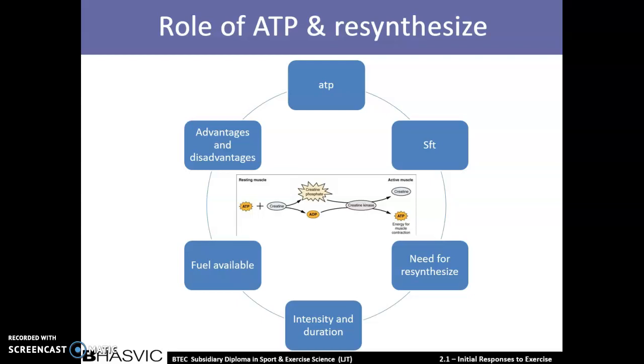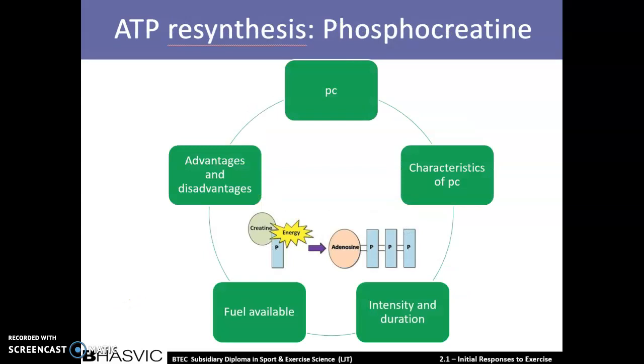ATP needs to resynthesize when the bonds have been broken. This happens when phosphocreatine is produced. PC is what is produced when ADP builds up and initiates the PC to be produced, and when the bond of the PC is broken, the creatine kinase bonds when it breaks. It's an exothermic reaction, and when the energy is present, it's an endothermic reaction. This is a coupled reaction.